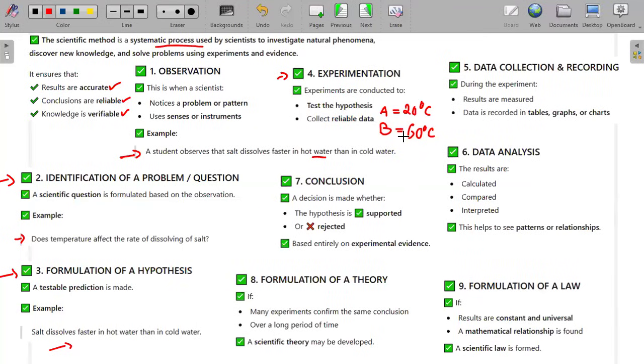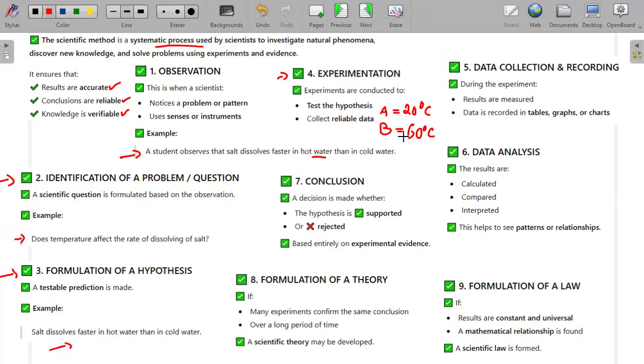And then we are going to measure the time taken for salt to dissolve completely in both of these beakers. So we put salt in those beakers at the same time. We add a certain amount of salt to those beakers at the same time, and then we observe the time it takes for each of those waters to dissolve the salt completely. So that is the experiment part.